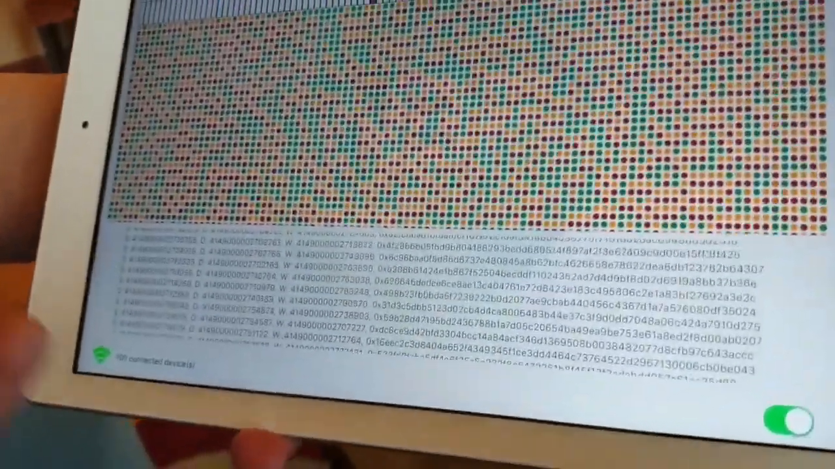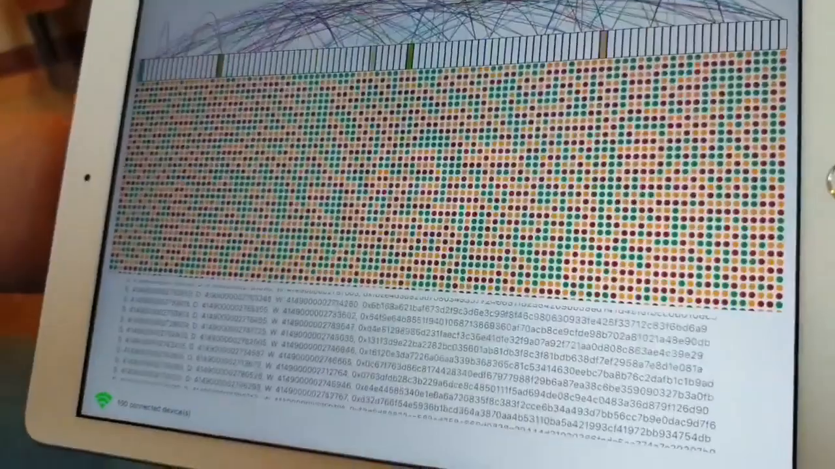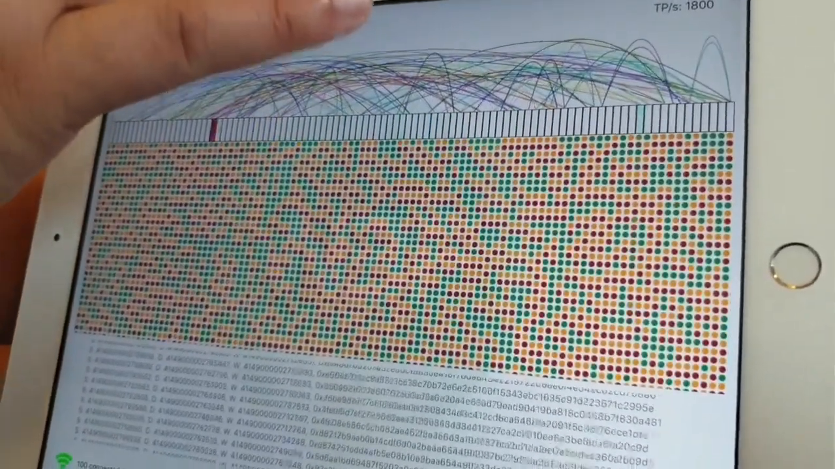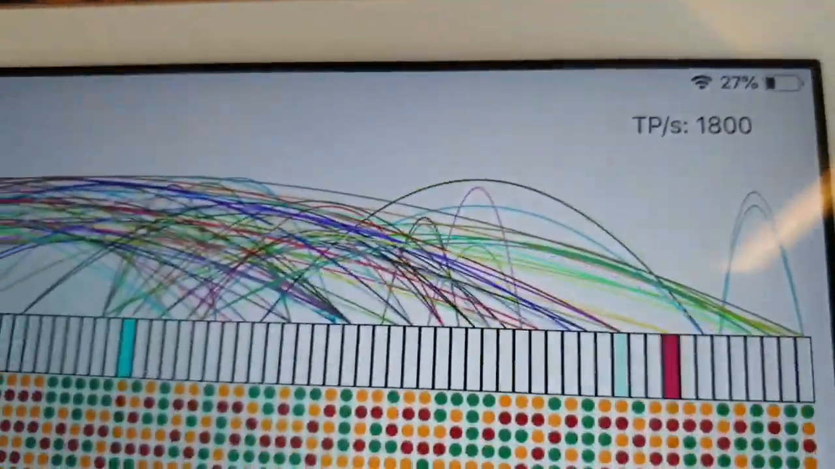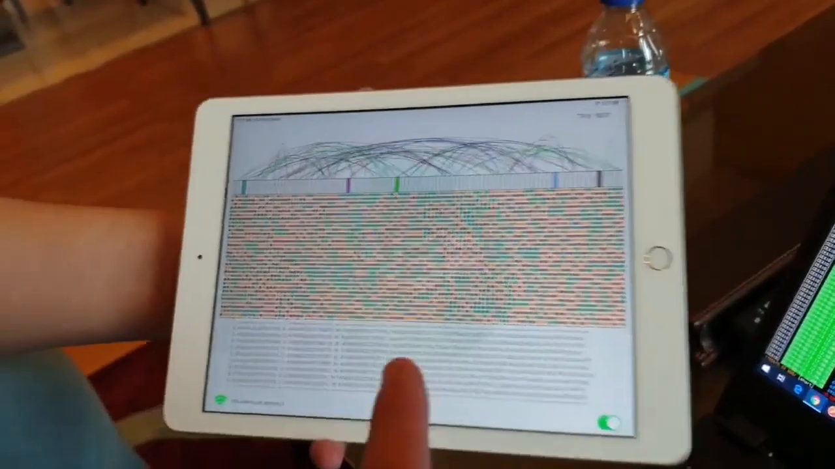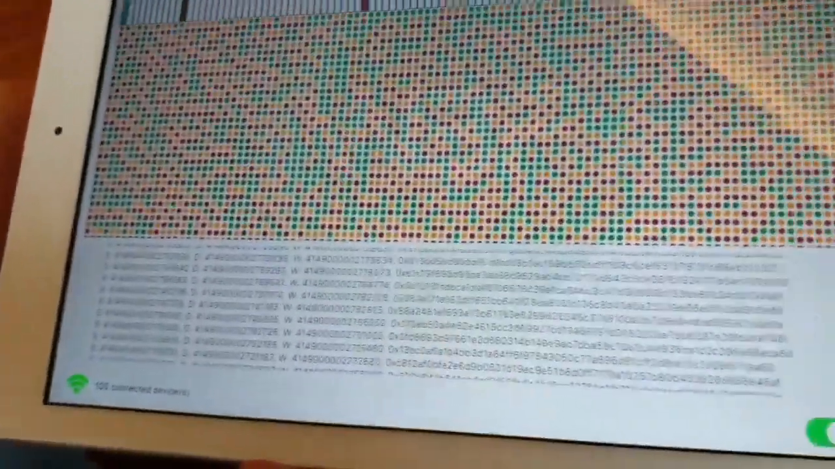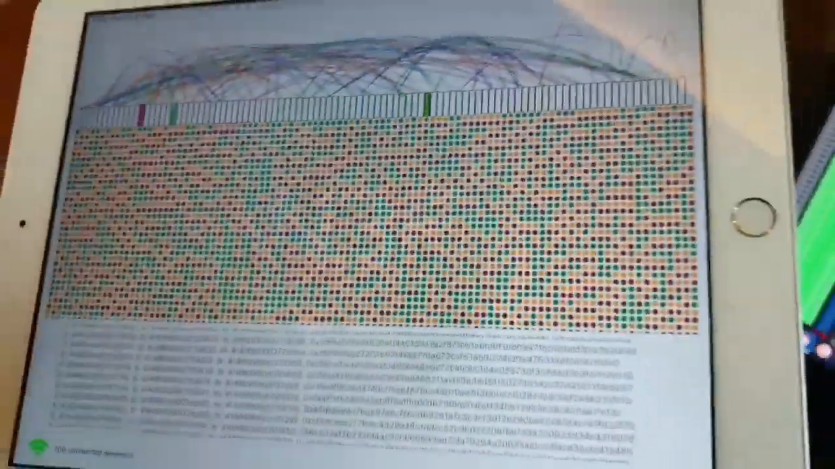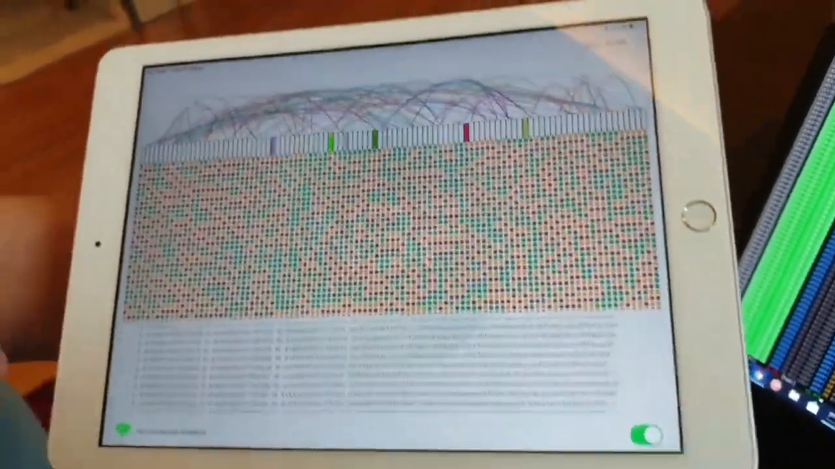Yeah, and we have about 100 connected devices. We're doing about 1,008 to 2,000 TPS, that's transactions per second. It changes slightly, goes up and down. So how many transactions are running? It's crazy, it's about 2,000 plus now. But this is not the full snapshot.